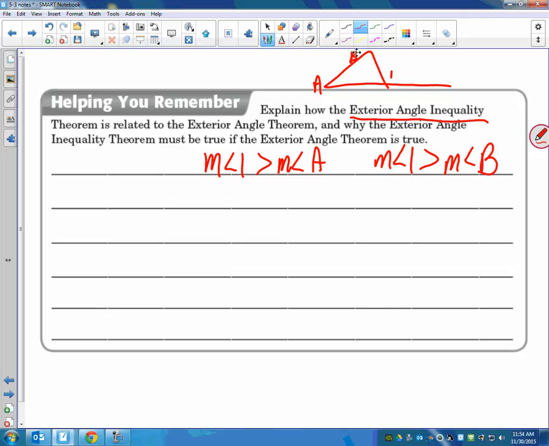So the exterior angle inequality is what we just learned. The exterior angle theorem is what we talked about. We kind of did this already. The exterior angle theorem says that the measure of angle 1 is equal to what? The exterior angle is equal to the sum of the other ones, so the measure of angle A plus the measure of angle B. Those are the two theorems. This says, why does the inequality have to be true if you know this is true?